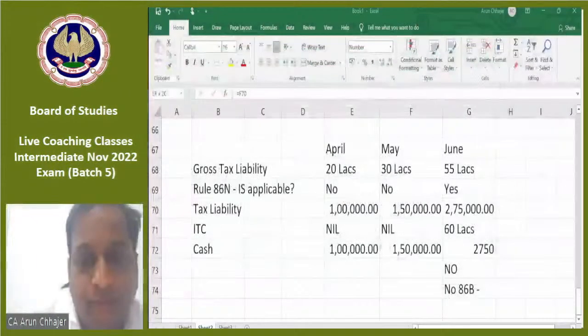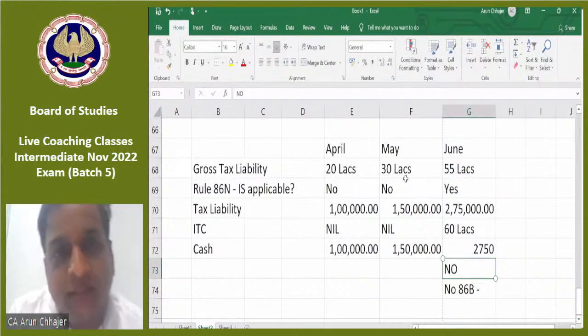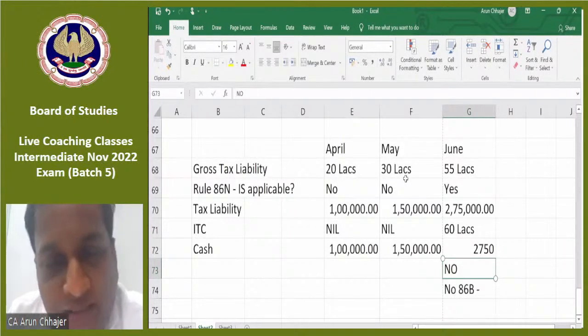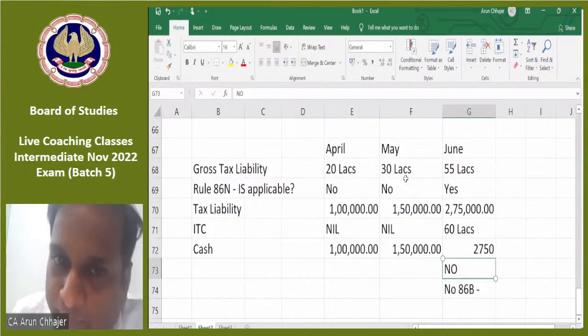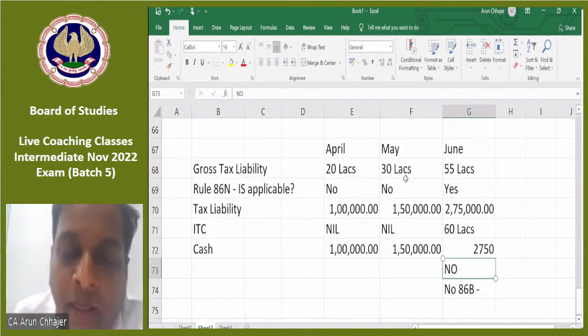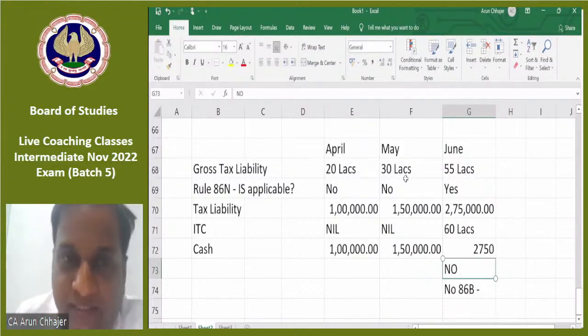Ayush, I have reported the 3-month total turnover. In the first month it is 20, in the second month it is 30, in the third month it is 55. I can say because for the first month it is below 50 lakh, 86B is not applicable. Second month it is below 50 lakh, 86B not applicable. Third month, 86B applicable. Till now I hope it is clear.